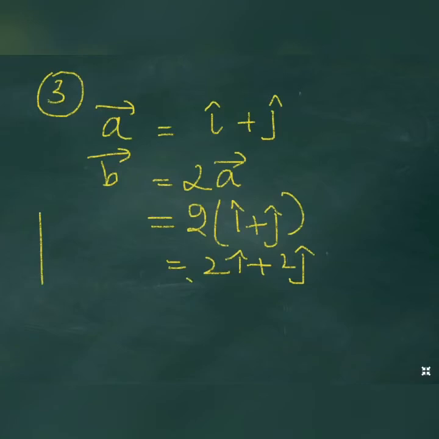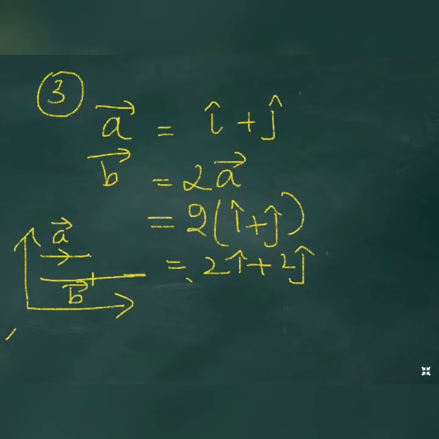So these two vectors are not the same. Why? Because if we take the graph, this i cap plus j cap is vector A, and this vector B is twice that of vector A. So these two are not the same, they are different vectors, right? But these two vectors will have the same direction, because we are multiplying by a positive number.